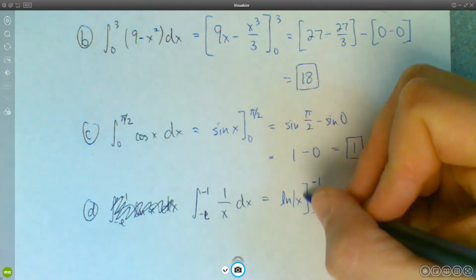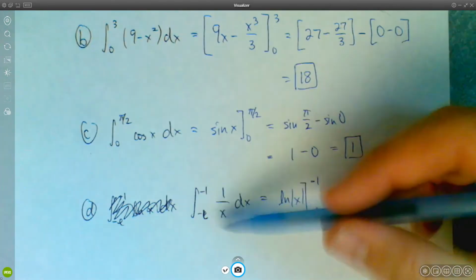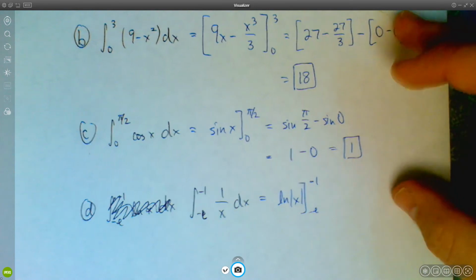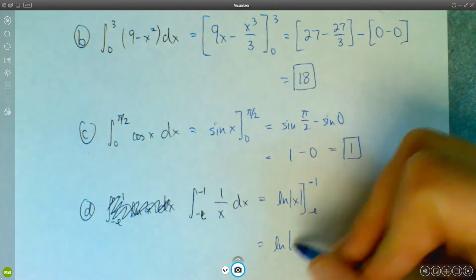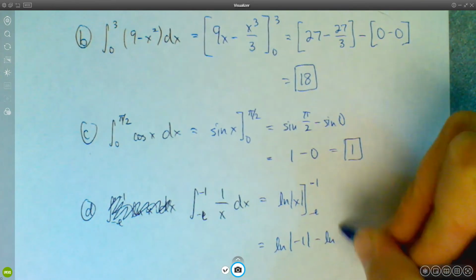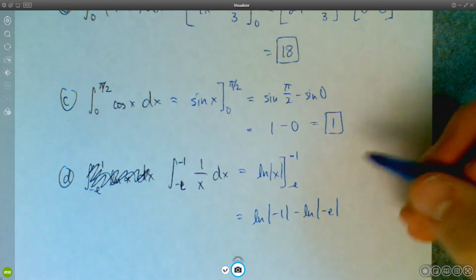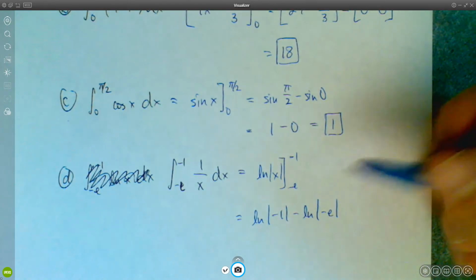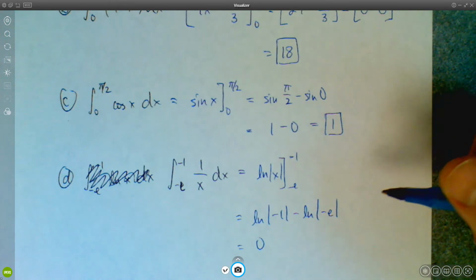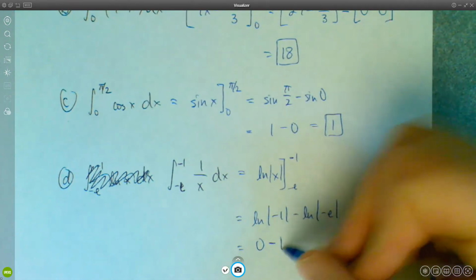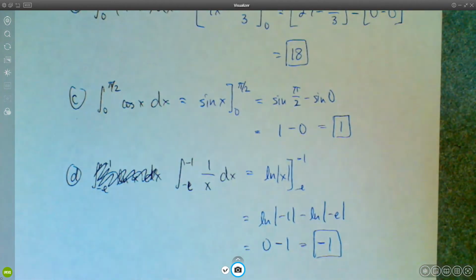Oh, and actually I should have absolute values, right? Absolute values around the x. Antiderivative of 1 over x is ln of absolute value of x. Okay, cool. So now this is going to be ln of absolute value of -1 minus ln of absolute value of negative e. Absolute value of -1 is 1, and ln of 1 is 0. Absolute value of negative e is e, and ln of e is 1. So this comes out to -1, which is interesting, right?